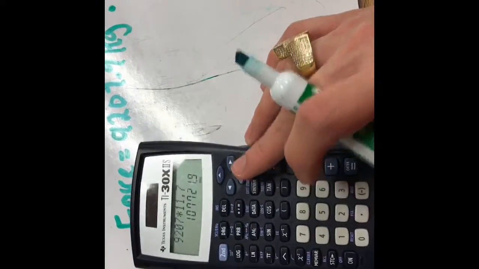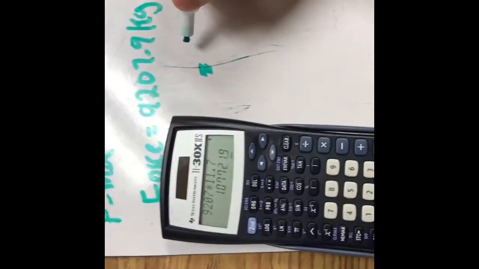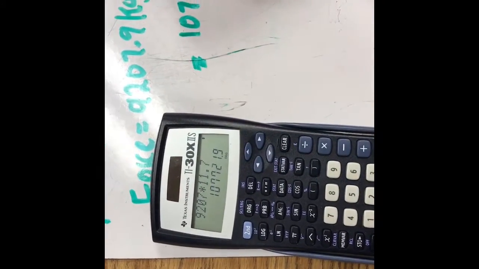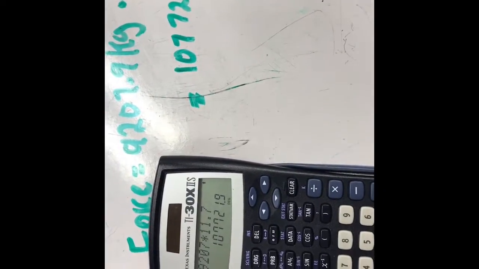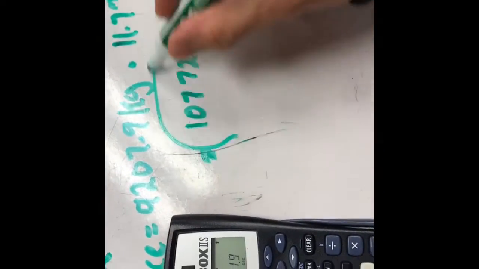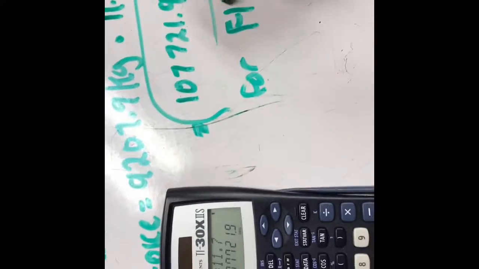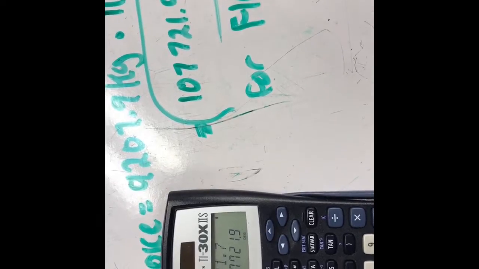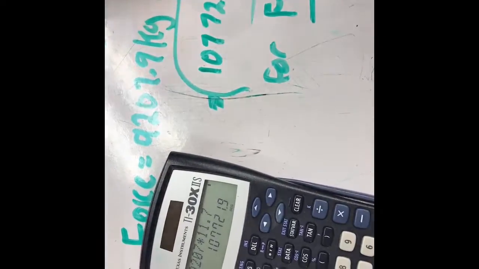And what I do for this calculation is I'm putting 9,207.9 times 11.7, and I got the final answer of 107,721.9, and that's for the F-16 fighter.